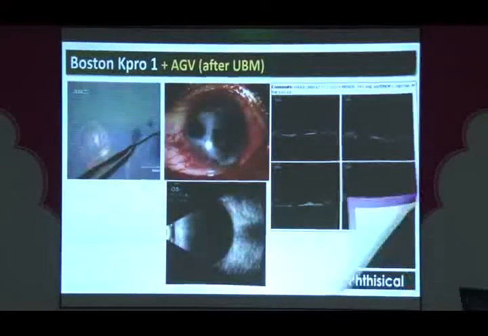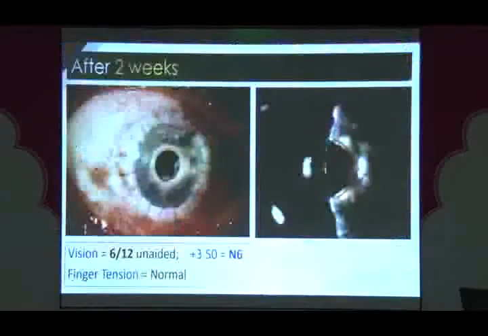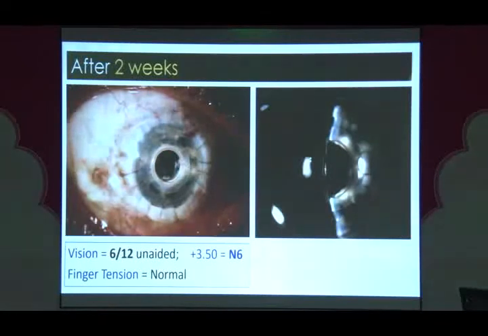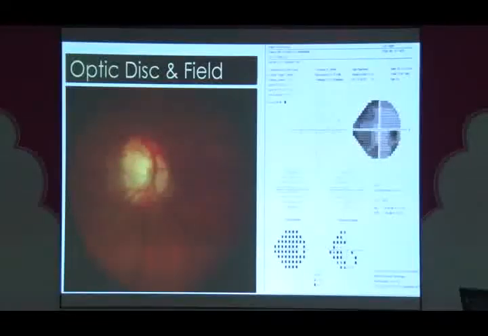And we combine this, and this is another patient I want to share with you. 16 years, both eyes alkali burn with this kind of picture. There is an intermittent fistula here. I took up this case and he was 6/12 unaided and finger tension normal. I was surprised because all of us have seen that PR is inaccurate in this patient. So he is a government sponsored patient, so no question of money for him. So we did the operation, and you see the disc and field is good.